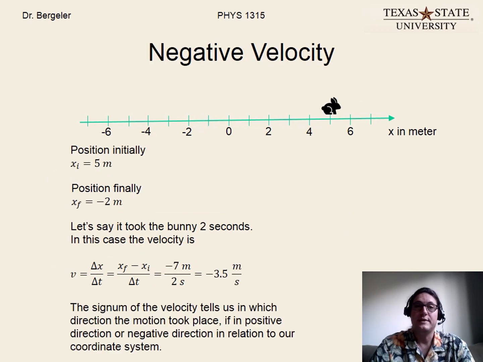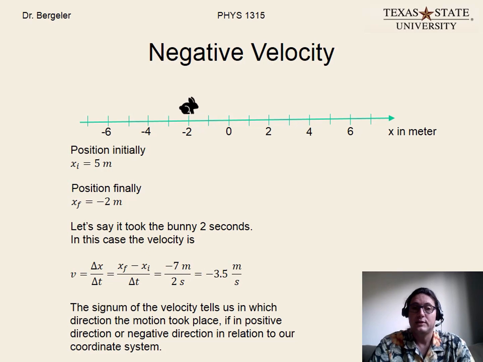But we could also have negative velocities, and for this we look at this example. Let's say the bunny starts initially at 5 meters and then it ran to the new position at -2 meters. So now we write down those coordinates, xi equals 5 meters, xf equals -2 meters. And also here we have to know a time. So we make up a new time. Let's say it took the bunny 2 seconds to run this path.